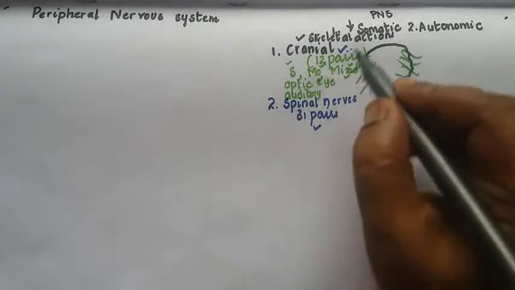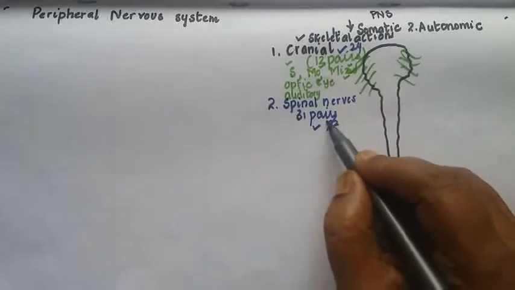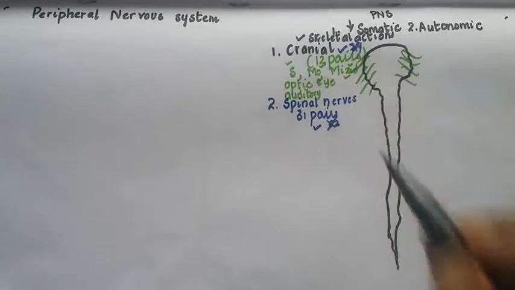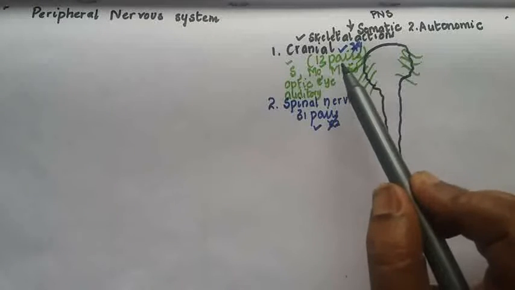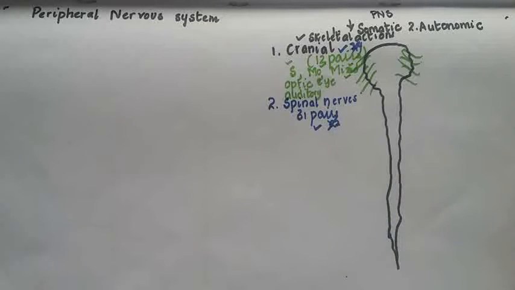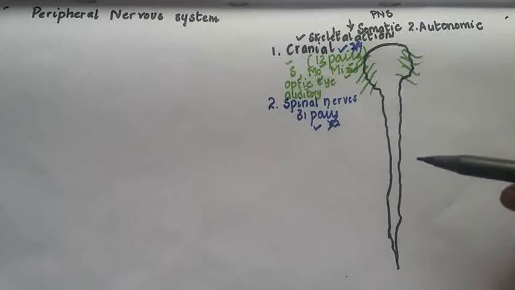You cannot write it as 24 or 62. Always you have to write in pairs. That is 12 pairs of cranial nerves and 31 pairs of spinal nerves. Now, these spinal nerves arise from different regions of the spinal cord.